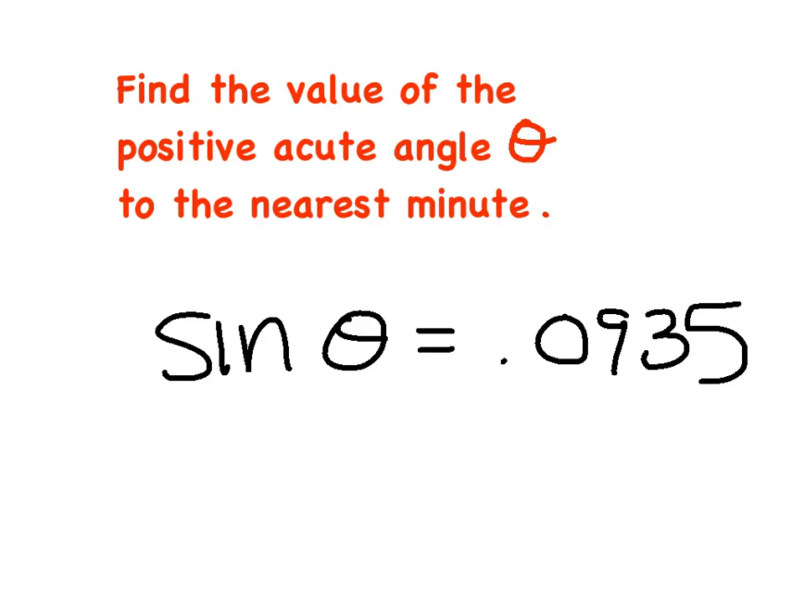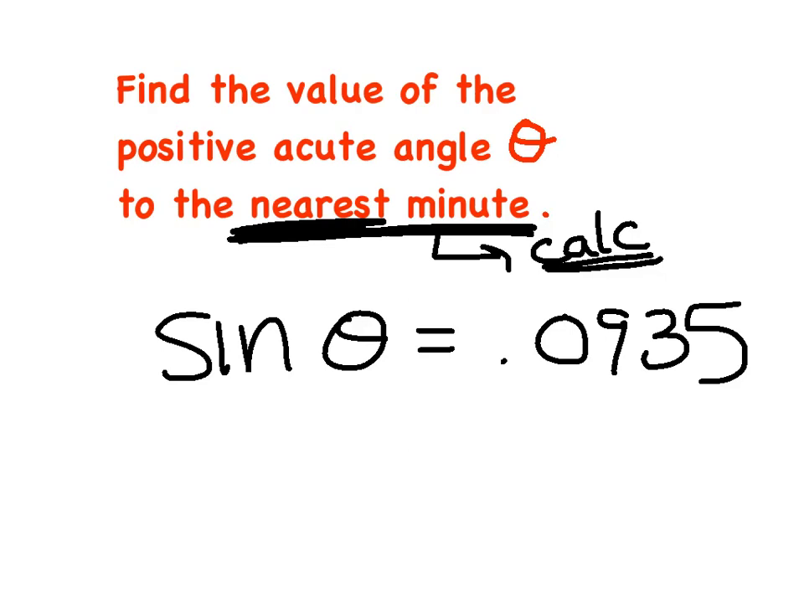Find the value of a positive acute angle theta to the nearest minute. So let's underline the words nearest and minute. First of all, they're telling me to round when it says nearest, and minute means I definitely have to use my calculator. This is not something we want you to do in your head. And the question, of course, is sine theta equals 0.0935.